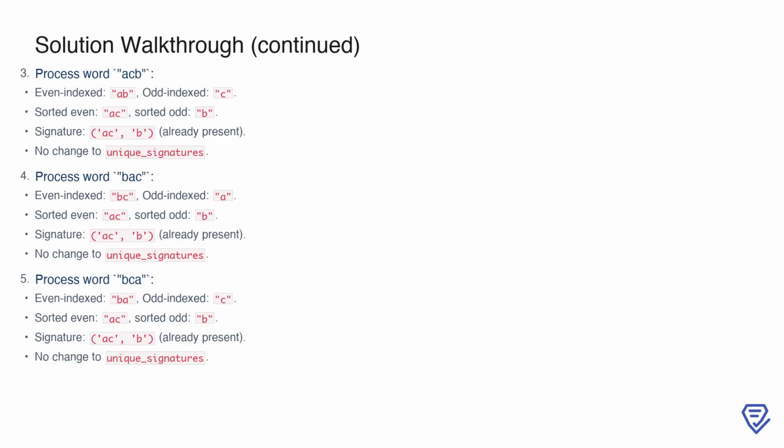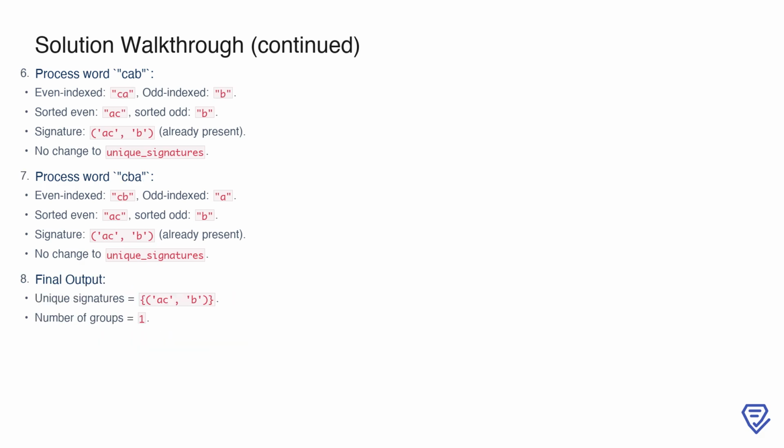The word CAB has even-indexed characters CB and odd-indexed characters A. Sorting these gives the signature, which is already present, so the set remains unchanged. Finally, for the word CBA, its even-indexed characters are CA, and the odd-indexed characters are B. After sorting, we get the signature (AC, B), which is already in the set. Sorting these again gives the signature (AC, B), which is still present in the set.